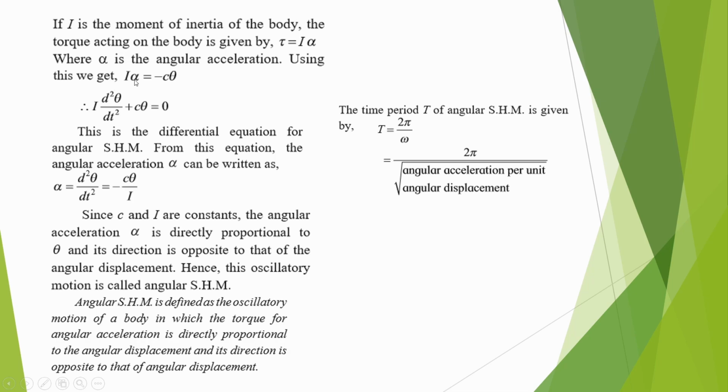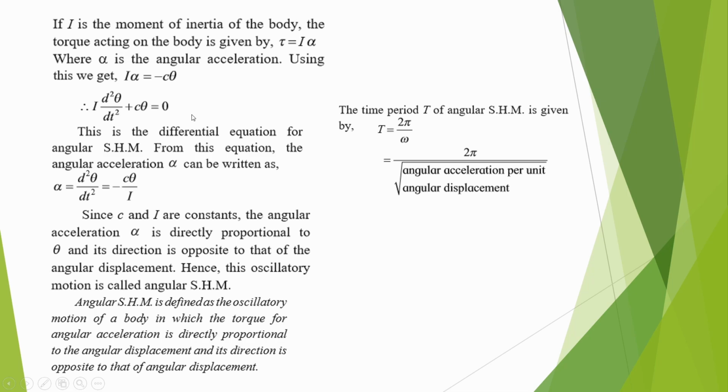So you can write I alpha plus C theta is equal to 0, because alpha is written in the form of angular displacement theta. So we'll get I d²θ/dt² + Cθ = 0. Because you know that alpha is dω/dt, and omega is dθ/dt, so alpha is equal to d²θ/dt². So we get the equation I d²θ/dt² + Cθ = 0, and this is the differential equation for angular SHM.